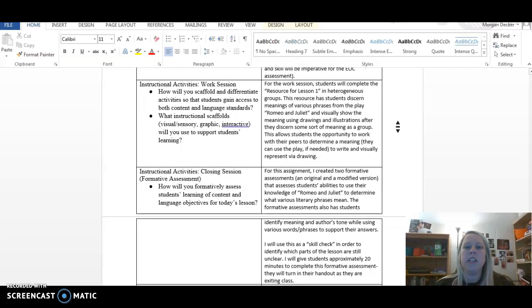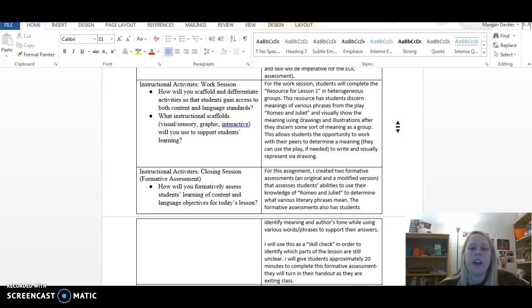With this, they are in groups. So it's that scaffold mentality here, and it also supports what they had said that they liked in their learning inventory. A lot of them said that they worked better in groups, and so they were able to work on that.